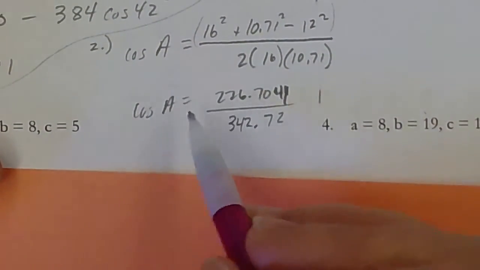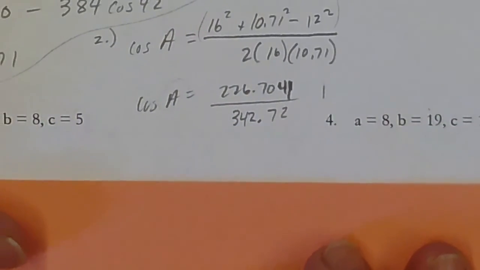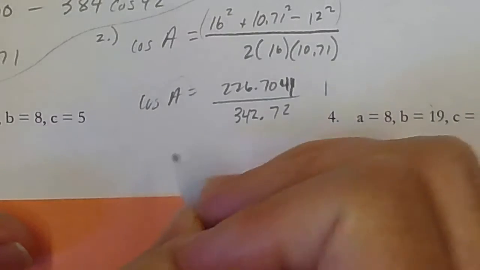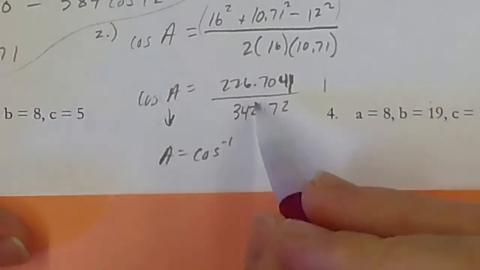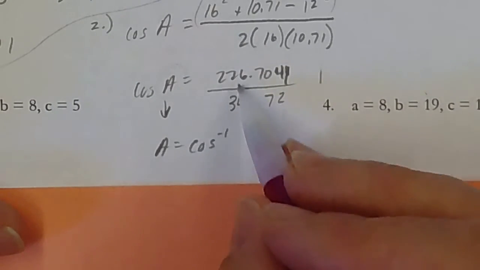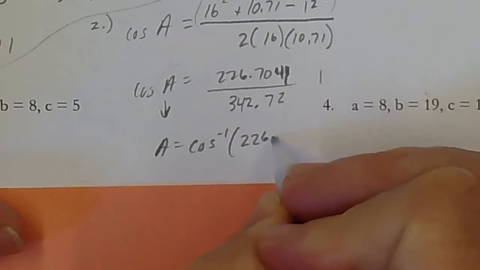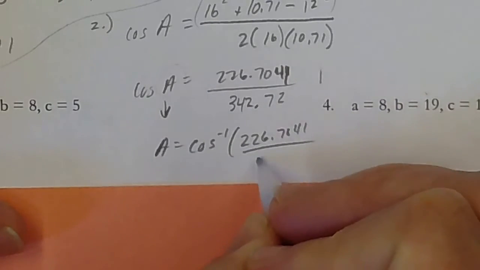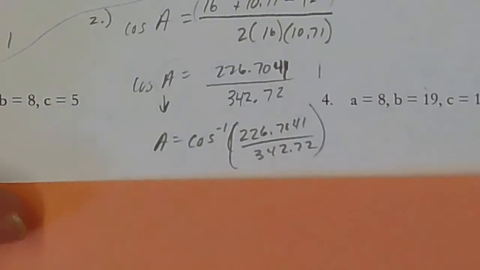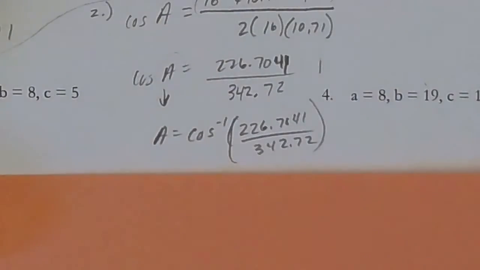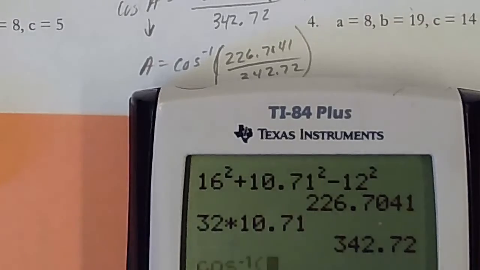Now I could divide these, but it's kind of up to you. I mean, we just have to realize when we're looking for an angle, this is when we do the inverse operation in our calculator. So what I'm going to do now to find angle A, it's going to be inverse cosine of this. Or maybe I punch this in and I have a decimal to write down. So inverse cosine of 226.7041 over the 342.72. Okay, so let's take the inverse cosine and we'll get our answer.